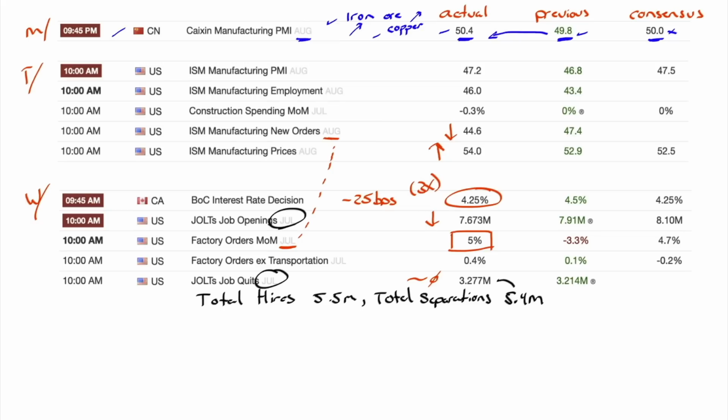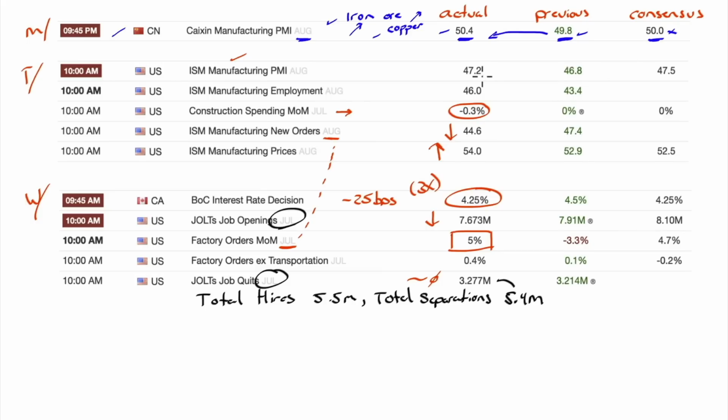Okay, let's move into Tuesday. We had ISM Manufacturing PMI. This is for August. In the middle here is July's construction spending. So let's just ignore that number right now. 47.2. The previous month, which was July, got upgraded to a contraction. Still contraction, I should say, but 46.8.